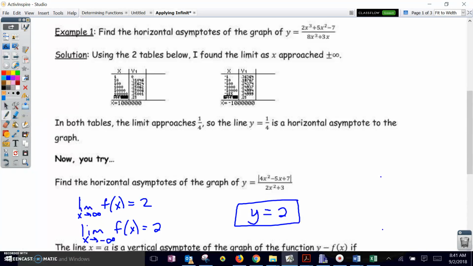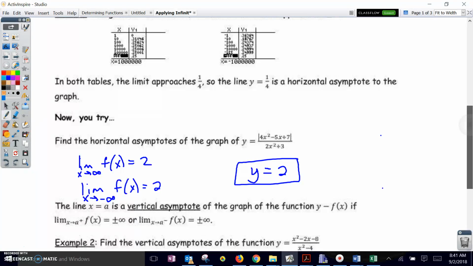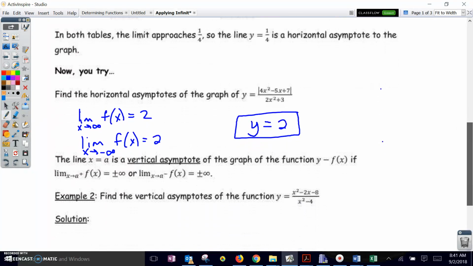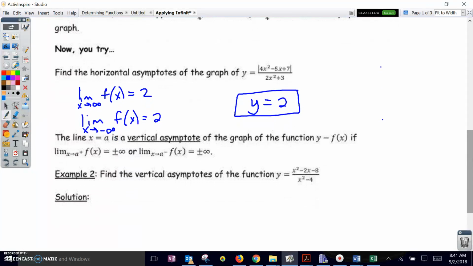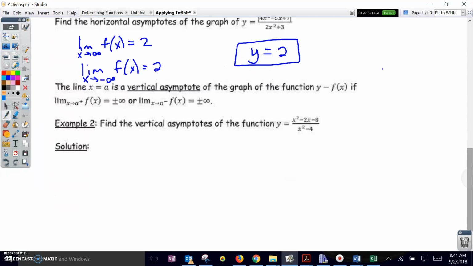All right. Next, we talk about vertical asymptotes. In order for there to be a vertical asymptote, we need the limit as x approaches a, where the vertical asymptote occurs, to be approaching either positive or negative infinity from both the right and the left-hand side. You probably remember from pre-calc how you found vertical asymptotes. It's a little different from what we're going to do here.